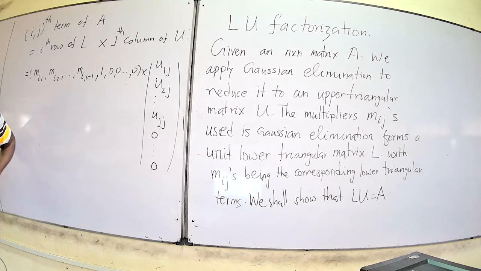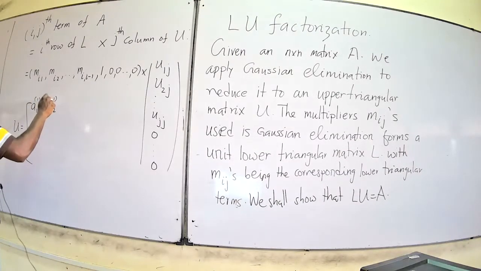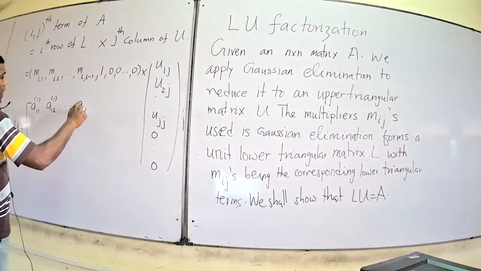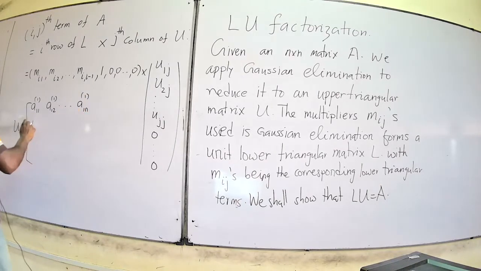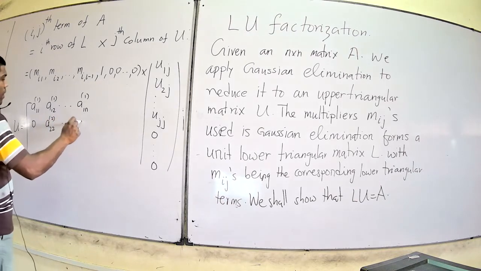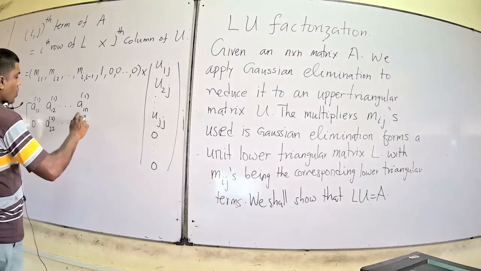Now you should understand one thing about Uij. You know that your U looks like this: first row A11, A12, all the way up to A1n, and then second row 0, A22, all the way up to A2n.